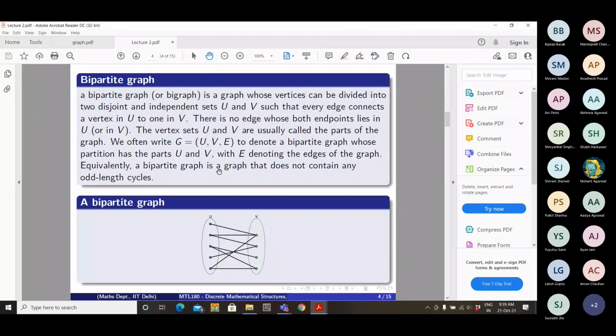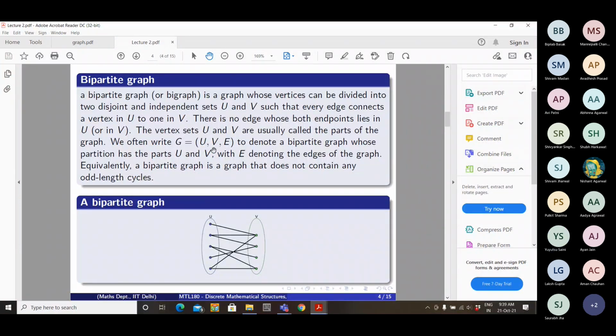We can make one comment here: a bipartite graph is a graph that does not contain any odd length cycles. This can be a problem you can solve, or I think it is there in your tutorial sheet as well. Okay, is the definition of bipartite graph clear? If not, please tell me. I will explain once again.